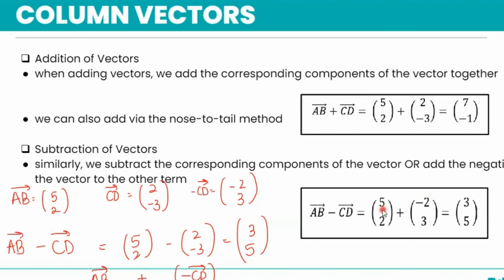So we're going to work this out like previously. We're going to deal with our horizontal component separately and our vertical component separately. So this is 5 add negative 2, that's 3. And then we have 2 add 3, that's going to be 5. That's the same answer for both methods.